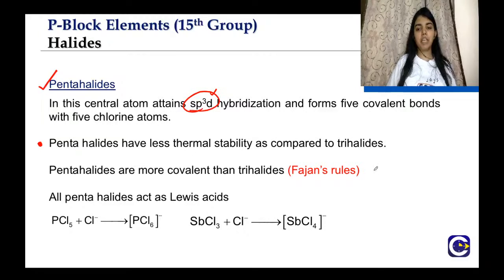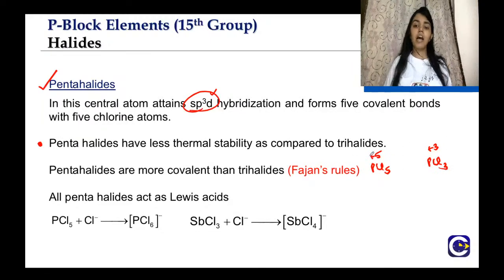Why? Because if you see, in PCl5 let us take, and PCl3 let us take, this is +3 and this is +5, and we have already studied in Fajan's rules that for phosphorus, or the central atom basically, which is forming a cation, the greater the charge on the cation, the more is the covalent character, right?